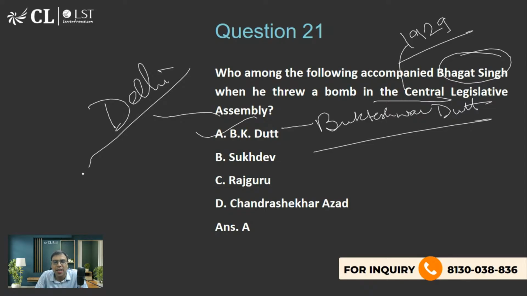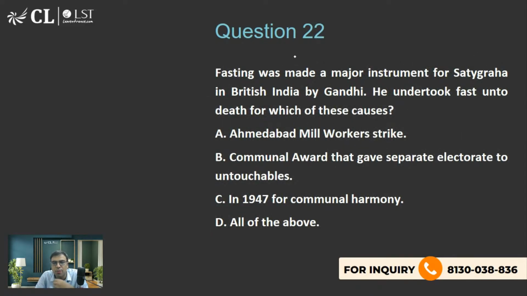Okay, let's move on to the next one. Fasting was made a major struggle instrument for satyagraha in British India by Gandhi ji. He undertook fast and do it for which of the following causes? ये बताना. इस पर ही मैंने वीडियो बनाया है. Fast unto death Gandhi ji did for what event? Fast unto death means Gandhi ji said that if my demand is not met, I will die, but I will not eat something. Fast मतलब होता है खाना नहीं खाना है ना, भूखे रहना, रोजा रखना.